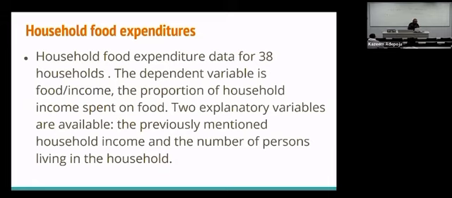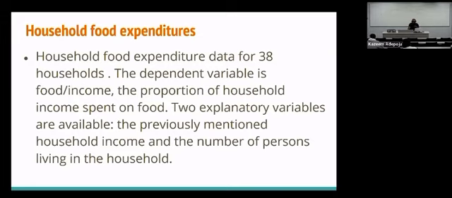So, house food expenditure data for 38 households. The dependent variable is food divided by income. You know the meaning of that? It is not the total amount of money that you get that you spend on food. You're also going to pay for rent and so on. So food divided by income is going to be a proportion that lies between 0 and 1. It is the proportion of household income spent on food; it cannot be more than 100% of your income. That's not possible.